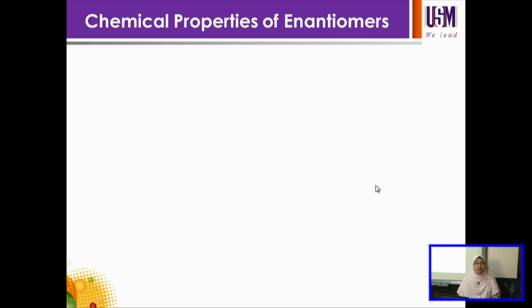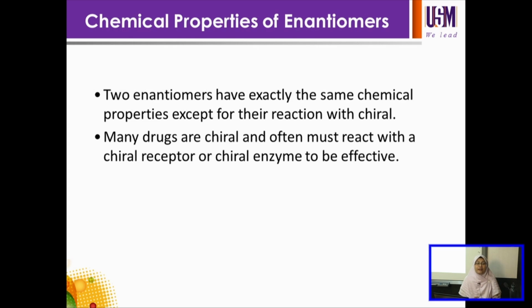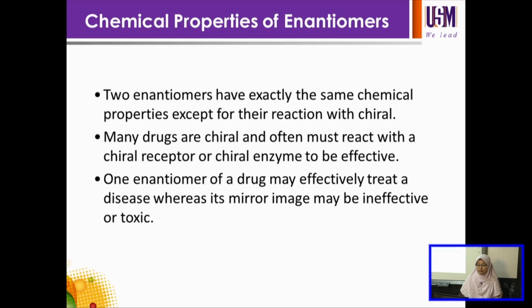Let's discuss the chemical properties of enantiomers. Two enantiomers have exactly the same chemical properties, but they differ in the way they react with chiral molecules. This is how we differentiate the enantiomers. Many drugs are chiral and often must react with a chiral receptor or chiral enzyme to be effective. One enantiomer of a drug effectively treats a disease, whereas its mirror image may be ineffective or toxic.